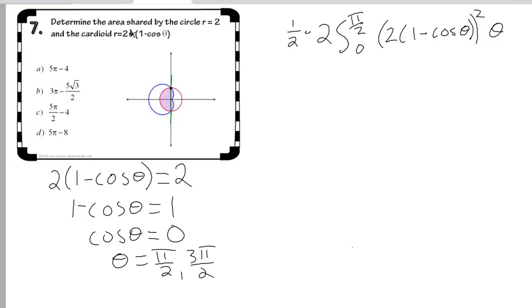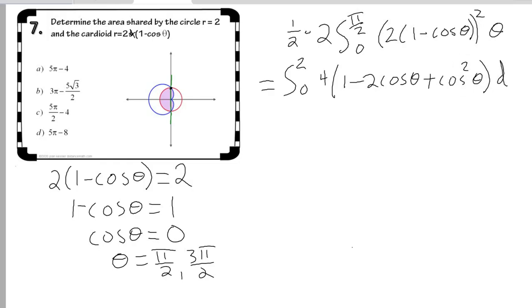So again, my 1/2 and my 2 go away. So I'm left with 4 times, and notice if I multiply this out, I get 1 minus 2 cosine theta plus cosine squared of theta, d theta. So I'm going to go ahead and pull this 4 out just because it makes my life easier.